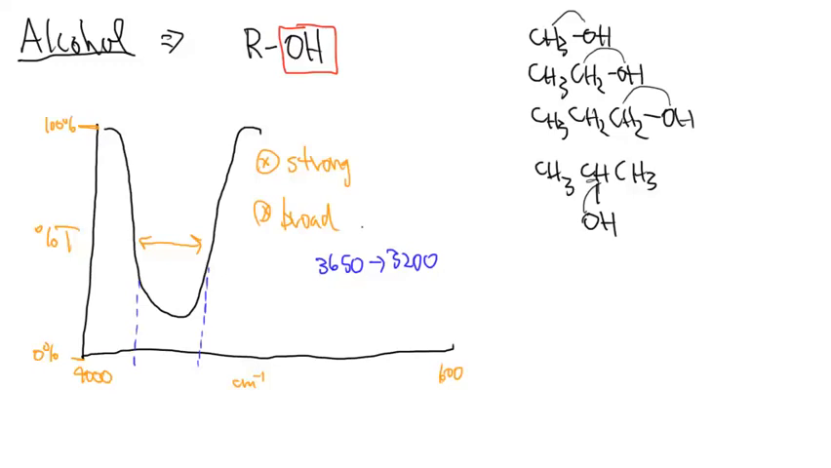3650 to 3200. All right, and these are wave numbers, right? Centimeter to the minus 1, wave number. So every single alcohol that I get to analyze on an infrared, no matter what type of alcohol it is, if it has an OH group, that OH group will show up in that particular region, in that particular shape, most of the time. And of course, there's always exceptions.